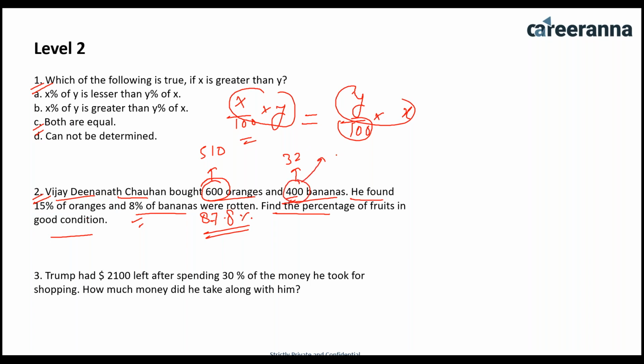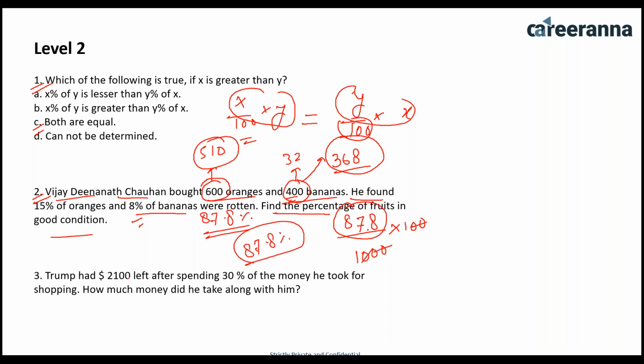Guys, please be very quick. Yes, 368. If I add 510 plus 368, it would be 878, if I'm not wrong. Yes, very good. So I have to find out the percentage. Divided by 1000 multiplied by 100. Can be calculated easily, 87.8%. This is the answer, very good guys. You have got it correct.